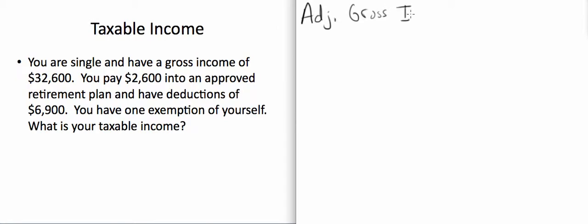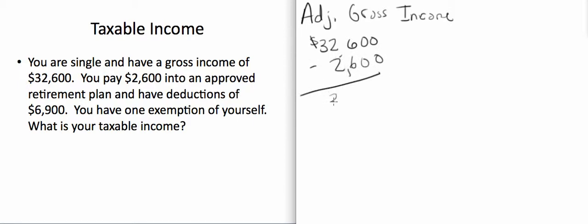What that is, we're going to take our income that we have, which is $32,600, and we're going to subtract out our approved retirement plan, minus 2,600, and we end up with $30,000 as our adjusted gross income. That's the first thing we're going to find out.